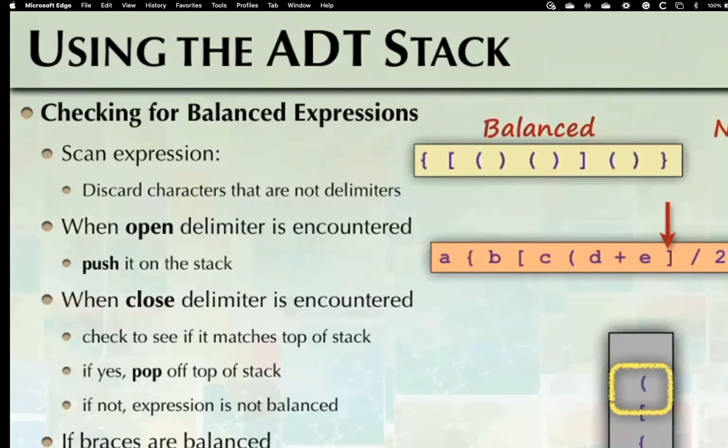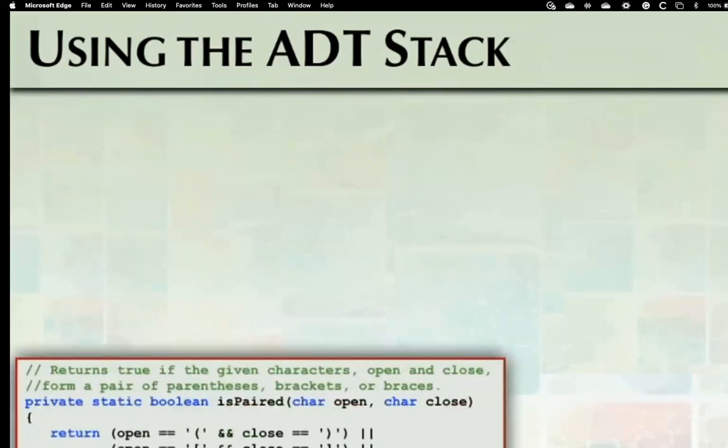The extra open delimiters would remain on the stack. Let's put together a short implementation of our balance checker algorithm using a stack. First, we can write a short helper method that can validate whether or not delimiters are matching. This short method, isPaired, compares its two parameters, expecting the first to be an open delimiter and the second to be a closing delimiter. It then returns the result of ORing together several pair tests. If one of these tests is true, then the delimiters match.